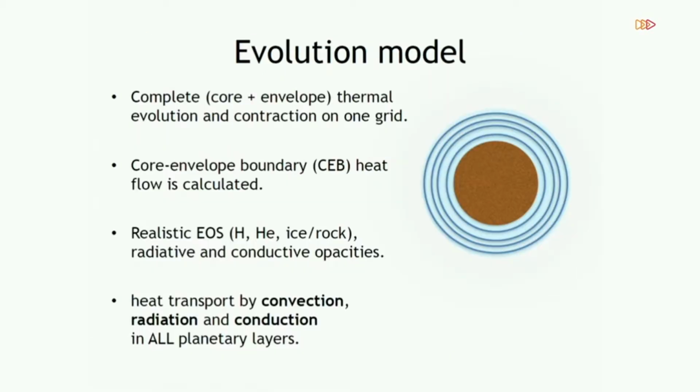So in order to model it properly, or at least better than was done before, we need to model not only the envelope of the planet, but the entire planet. So we have an evolution model for a complete core and envelope structure on one grid. It means that we also treat the boundary between the core and the envelope.